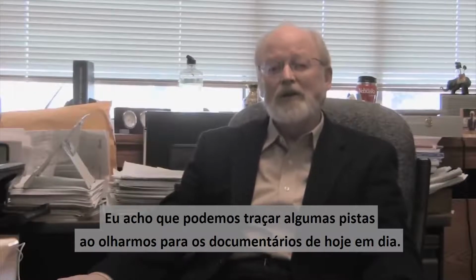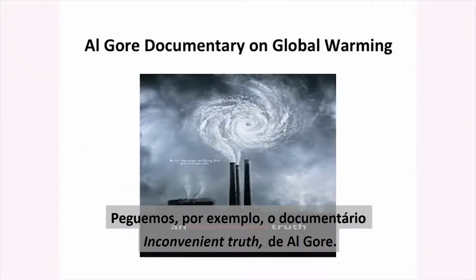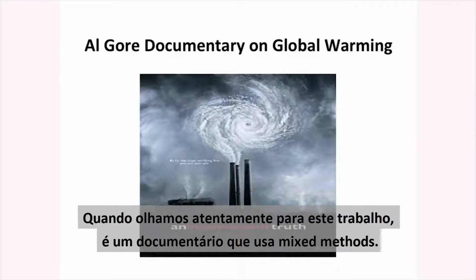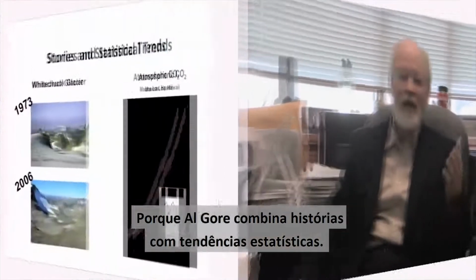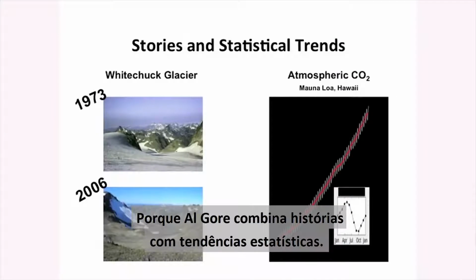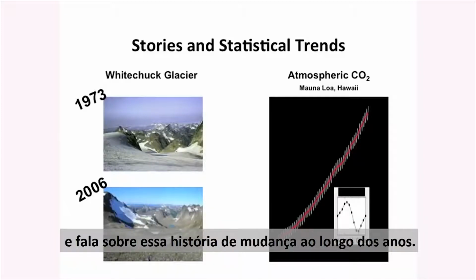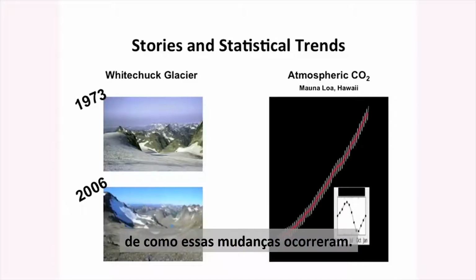I think we can draw some clues from looking at recent documentaries. Take, for example, Al Gore's documentary, An Inconvenient Truth. This is a documentary, of course, about global warming. But when you look at it, it's a mixed methods documentary because Al Gore combines both the stories as well as statistical trends. For example, he shows some pictures of how the glaciers have changed over time and talks about that story of change over the years. And then in the next slide, he's showing us some graphs, some pictures of how these changes have occurred.